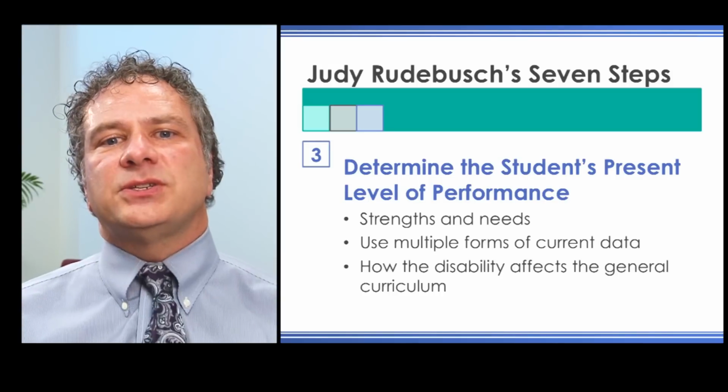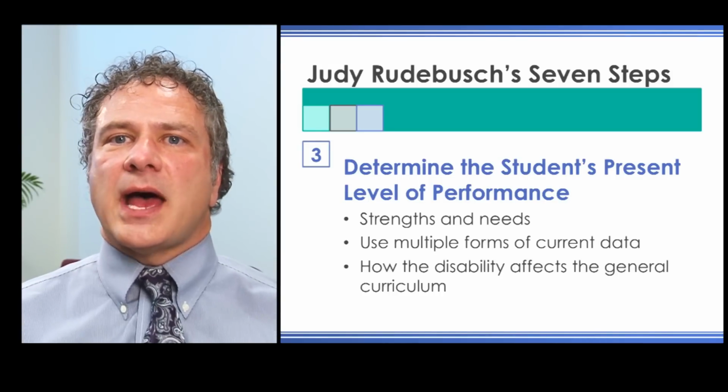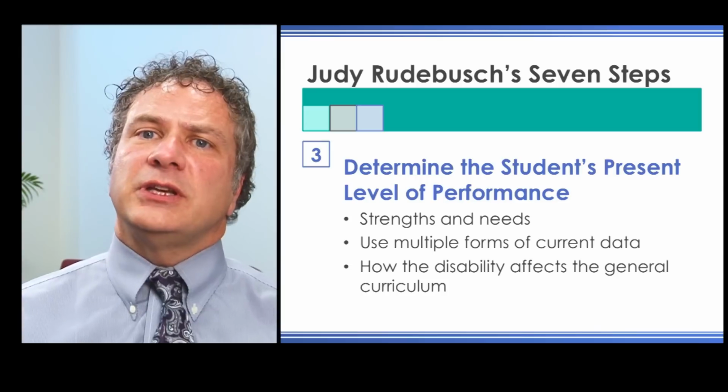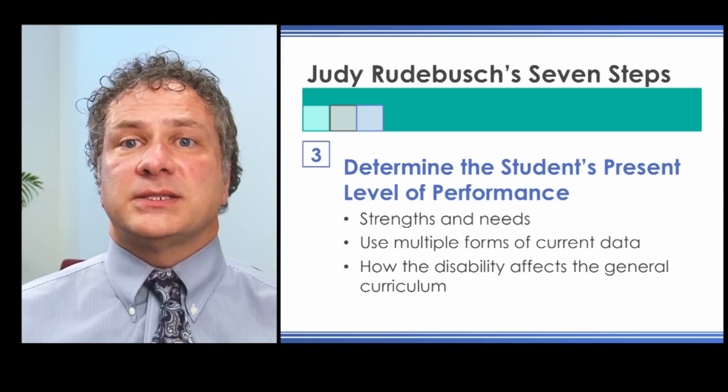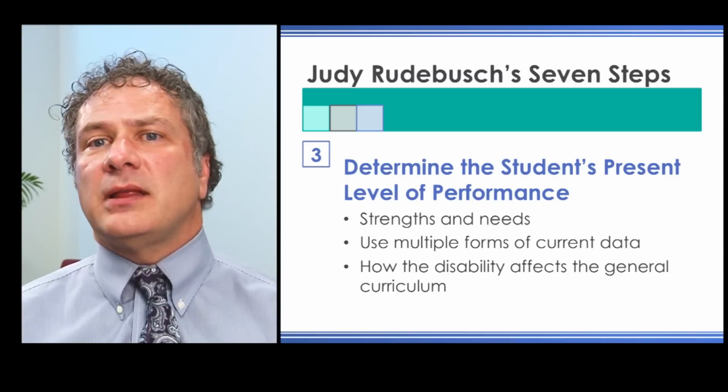So step 3 is to determine the student's present level of performance. And earlier in a slide, I encouraged you to write a really good quality, exhaustive present level that talks about their strengths as well as their areas of need. The strengths are really important for you to capitalize on to serve their areas of need. So really think about that, using multiple forms of current data.